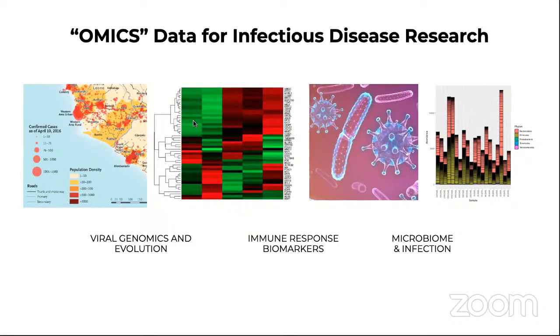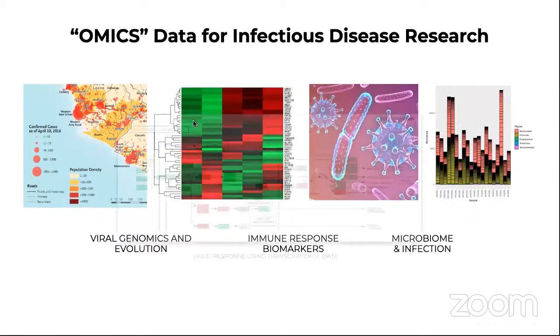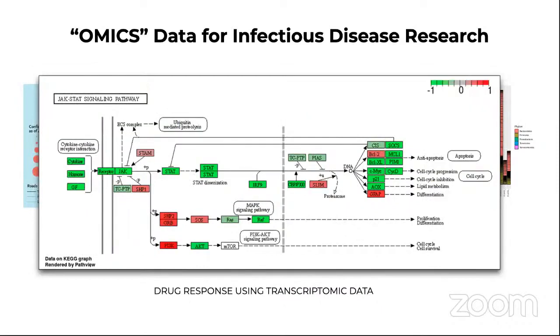Specifically, we'll look at examples of how to correlate genomic diversity with population, for example, geographic location. We'll talk about immune responses and how to find biomarkers. We'll also talk about association between pathogens and the microbiome. And we'll look at not just the nucleotide and structure, but also pathway analysis and interpretation.